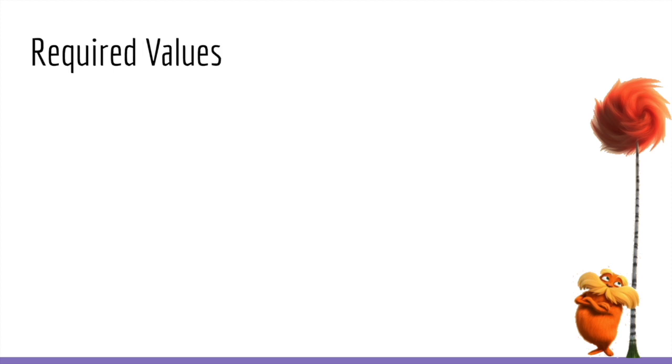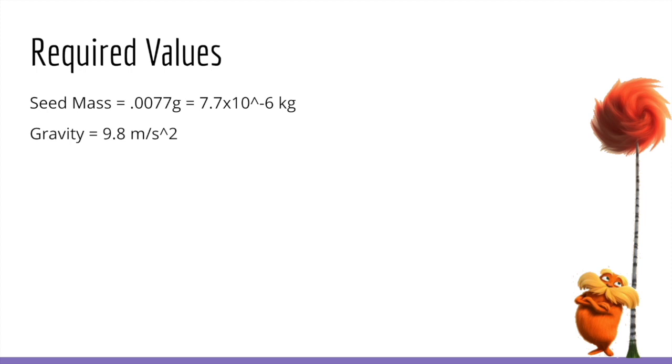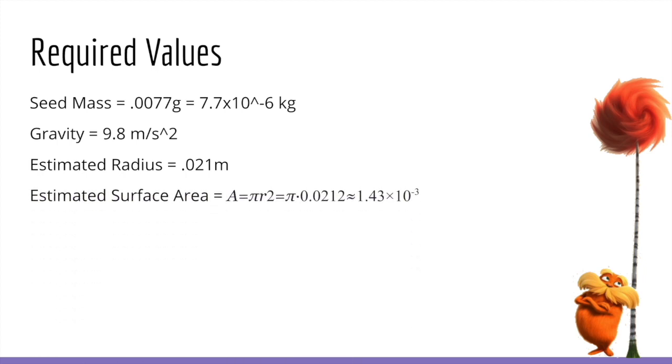Now for the values we need, first the mass, which I found by finding the tree the Truffula tree was based on and finding the mass of one of its seeds, gravity, which is 9.8 meters per second squared, and then the estimated radius of the seed, which is 0.021, also found using the previously mentioned tree, which then I multiplied by pi and squared it to find the surface area.